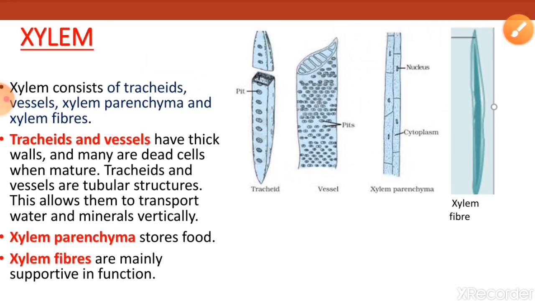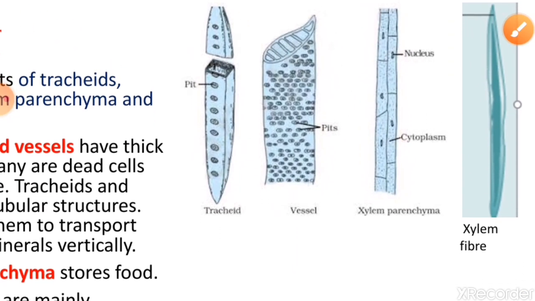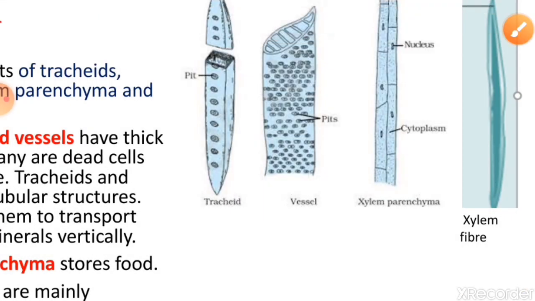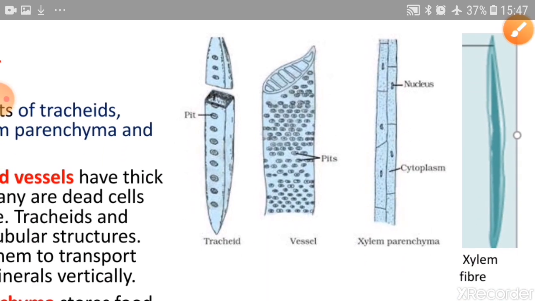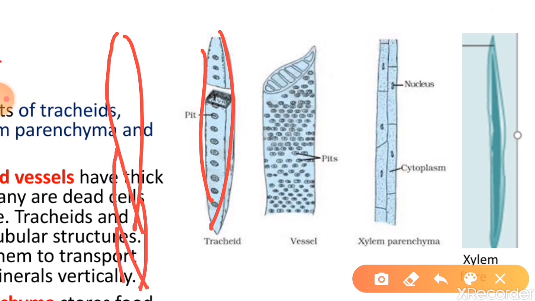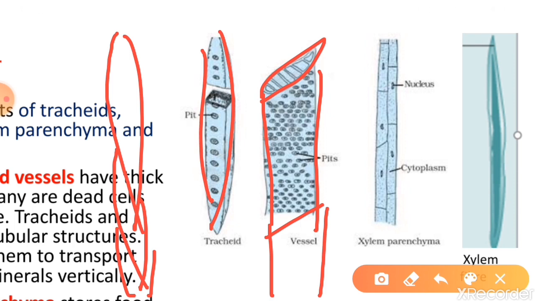Now let us study the structure of all these four. Tracheids and vessels are tubular cells. Tracheids, as you can see here, are long and spindle shaped. This is one tracheid drawn, but because they have to form long channels, they are all arranged one above the other. And vessels are elongated, cylindrical and tubular. So this is one vessel. You will find vessels again arranged one above the other.